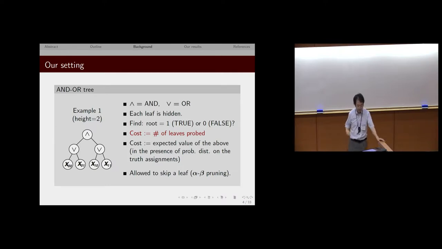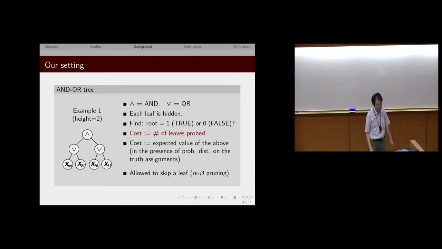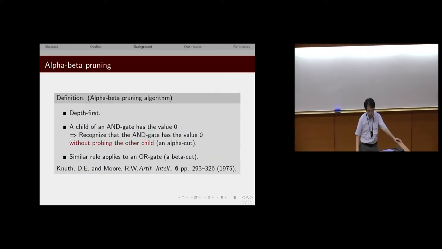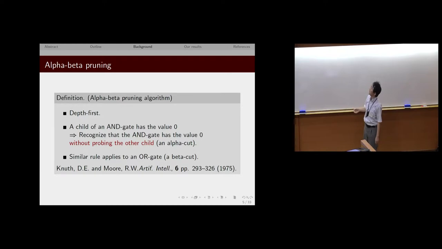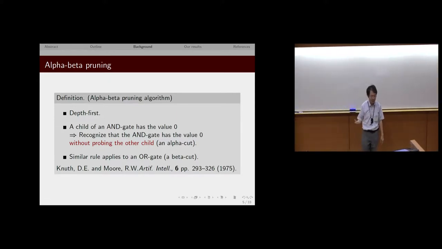And it is allowed to skip a leaf. To explain skip, we first review alpha-beta pruning algorithms. The alpha-beta pruning algorithm was first thoroughly studied by Knuth and Moore in 1975, and the original alpha-beta pruning algorithm is somewhat complicated. But in this case, the value is true or false, 1 or 0. So in this special case, the alpha-beta pruning algorithm is quite simply defined.